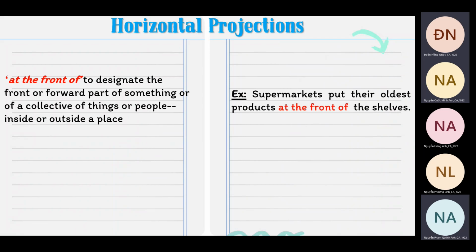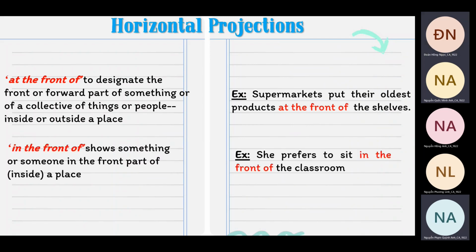And these are the last two words we want to introduce. At the front of, used to designate the front or forward part of something or of a collection of things or people inside or outside a place. For example, supermarkets put their oldest products at the front of the shelves. In the front of, shows something or someone in the front part of or inside a place. Example: she prefers to sit in the front of the classroom.